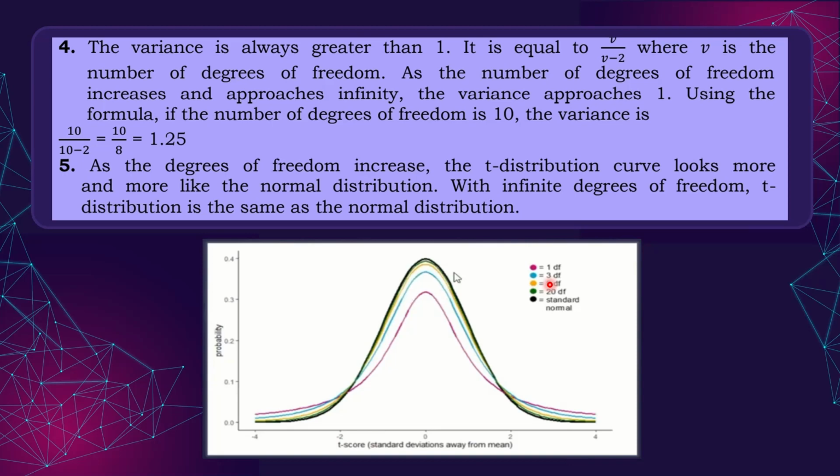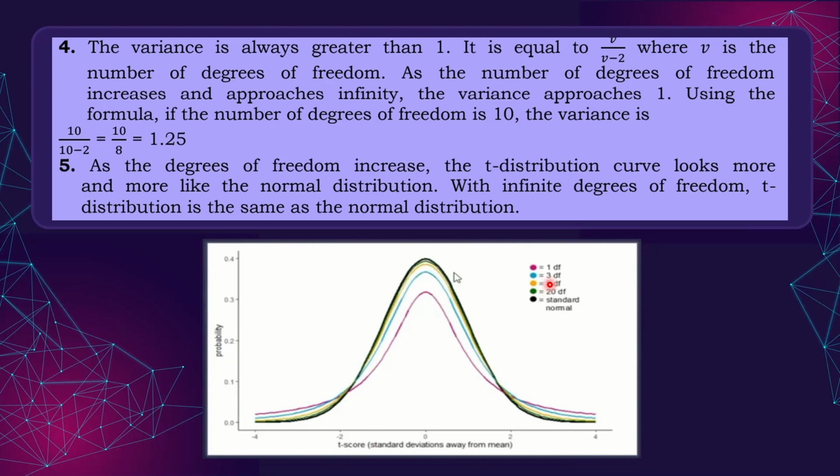So using the formula, as I was saying, if the number of degrees of freedom is 10, we can compute the variance by 10 divided by 10 minus 2, and that will be equal to 1.25. Okay? So yung 2 po dyan is default na po yan, hindi na siya nababago. Constant na po yung 2, yung value ng 2.